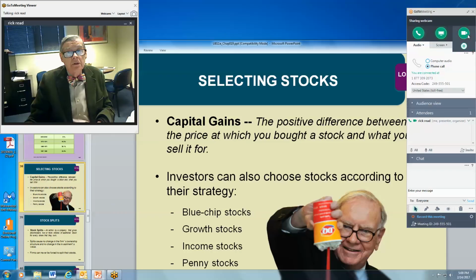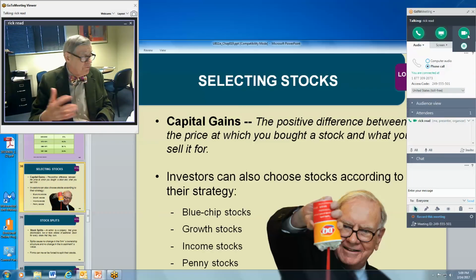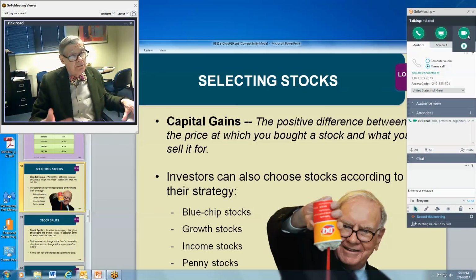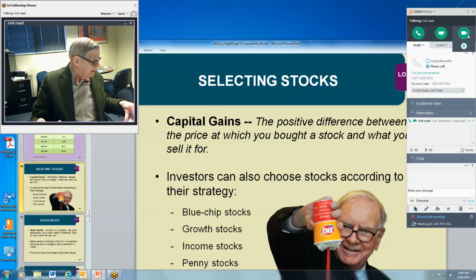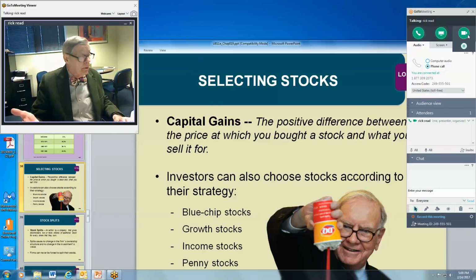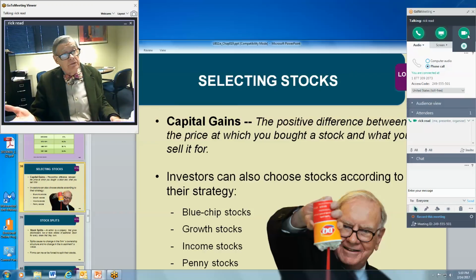Here's what you're looking for in stocks. Blue chip stocks are going to give you a good return. Growth stocks are exactly what they say. Income stocks are going to give you a return on what you put in, and then you're going to get some other. Penny stocks are very cheap. Obviously, that's why they call them penny stocks, and you get on the ground floor and get a lot.